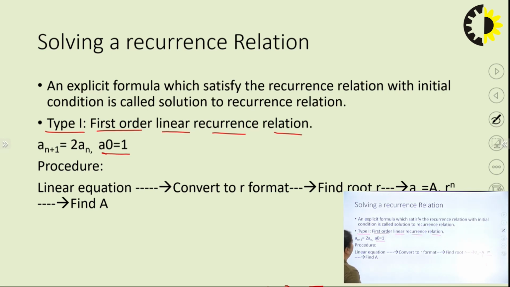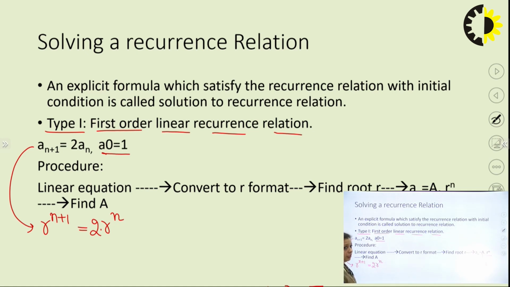So, first of all, we will try to solve this particular example which is given to me. Now, here I have this equation a_(n+1) is equal to 2 times a_n, and the value of a_0 is given to me as 1. So, first of all, I will convert it to R format. To convert this equation to R format, I will just write it as R to the power n plus 1 is equal to 2 into, then in place of a_n, R to the power n. So, this is my first step in which I have converted my equation to R format.